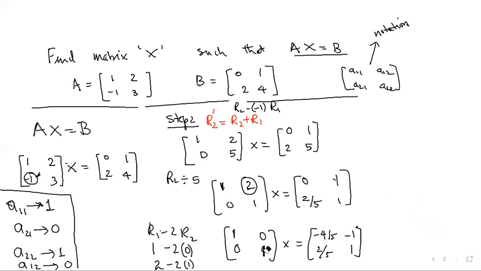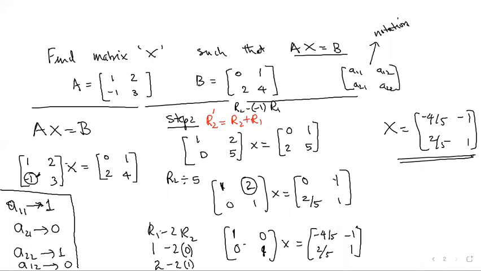So this is a unit matrix. Unit matrix multiplied with x will be x only. Unit matrix is like number 1. 1 multiplied with x is what? X only. So your answer is minus 4 by 5, minus 1, 2 by 5, 1. Is that fine with everybody? Have you understood this procedure? Yes, sir.